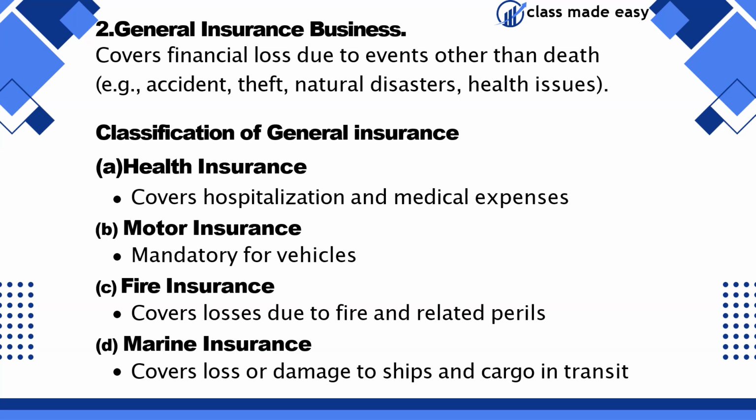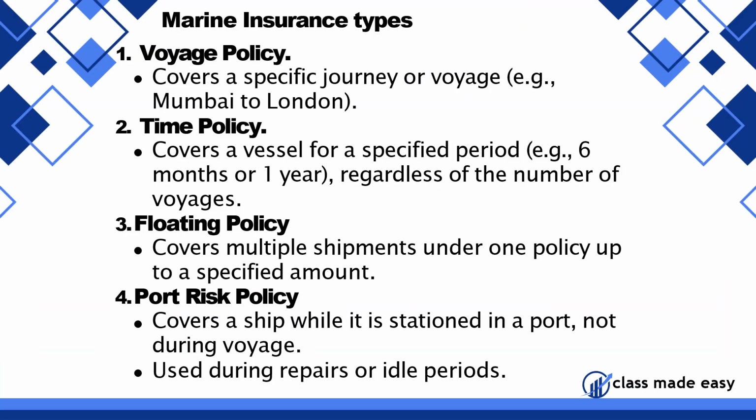And finally is the marine insurance. We are noting that it covers loss or damage to ships and cargo in transit. Under the marine insurance types, we have also what we call a voyage policy. It covers a specific journey or voyage. That could be maybe the ship is moving from Mumbai to London, so it is covered for that particular journey. Then we have what we call time policy.